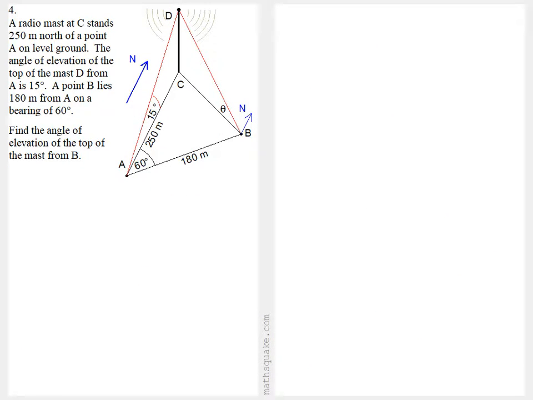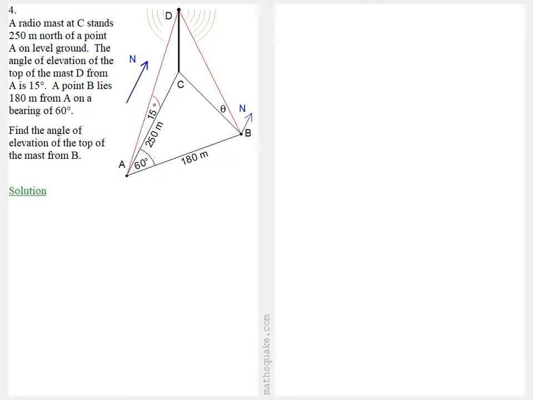Okay, let's go through question 4. A radio mast at sea stands 250 meters north of a point A on level ground. The angle of elevation of the top of the mast D from A is 15 degrees. A point B lies 180 meters from A on a bearing of 60 degrees. Find the angle of elevation of the top of the mast from B.